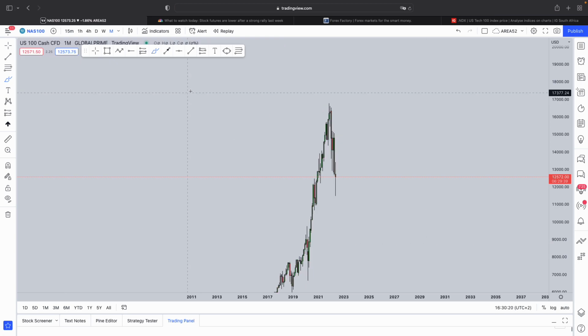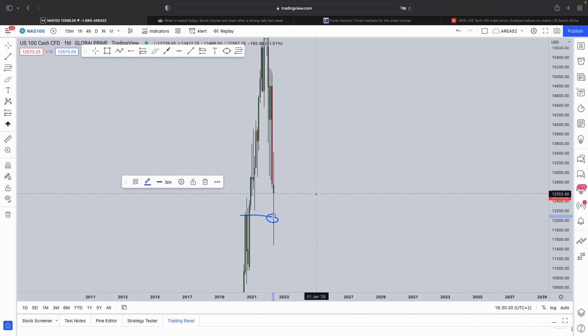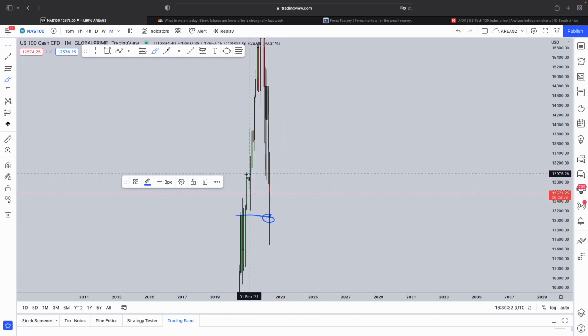So if you start on the monthly time frame, it's very clear that the market has now tested and rejected the strong level of resistance, and tested it as support. Today is the last day of the month, and we can definitely expect this level of support to hold as well. But here we do have a little situation.